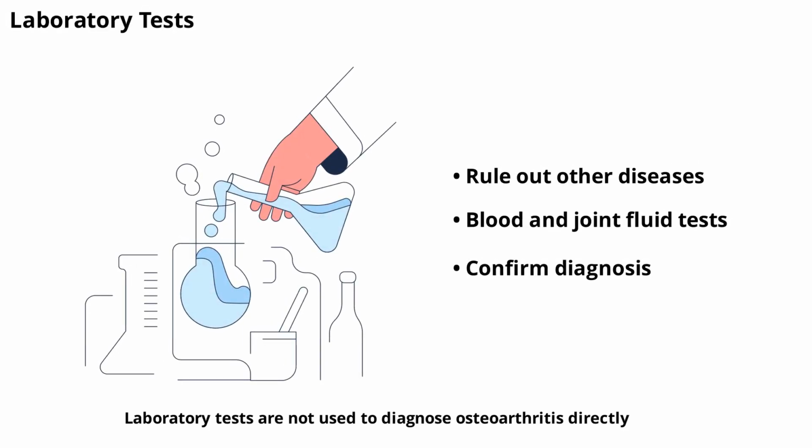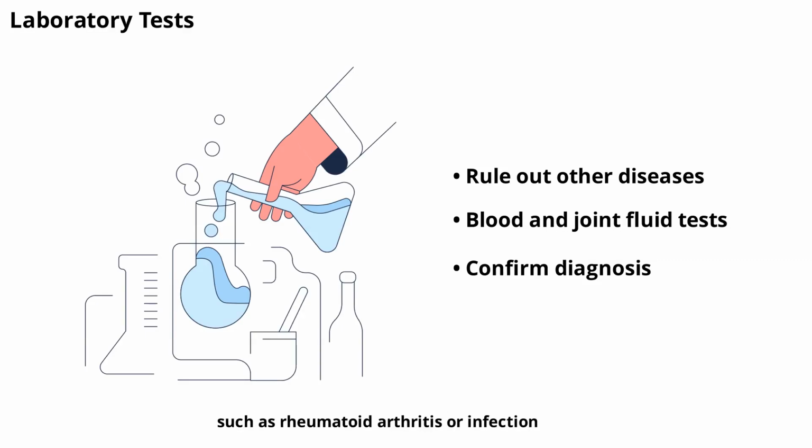Laboratory tests are not used to diagnose osteoarthritis directly, but they help rule out other conditions that can cause similar symptoms, such as rheumatoid arthritis or infection. Blood tests may be ordered to check for markers of inflammation or autoimmune disease. In some cases, joint fluid may be aspirated and analyzed to exclude gout or infection. These tests ensure that the diagnosis is accurate and that other treatable conditions are not missed.